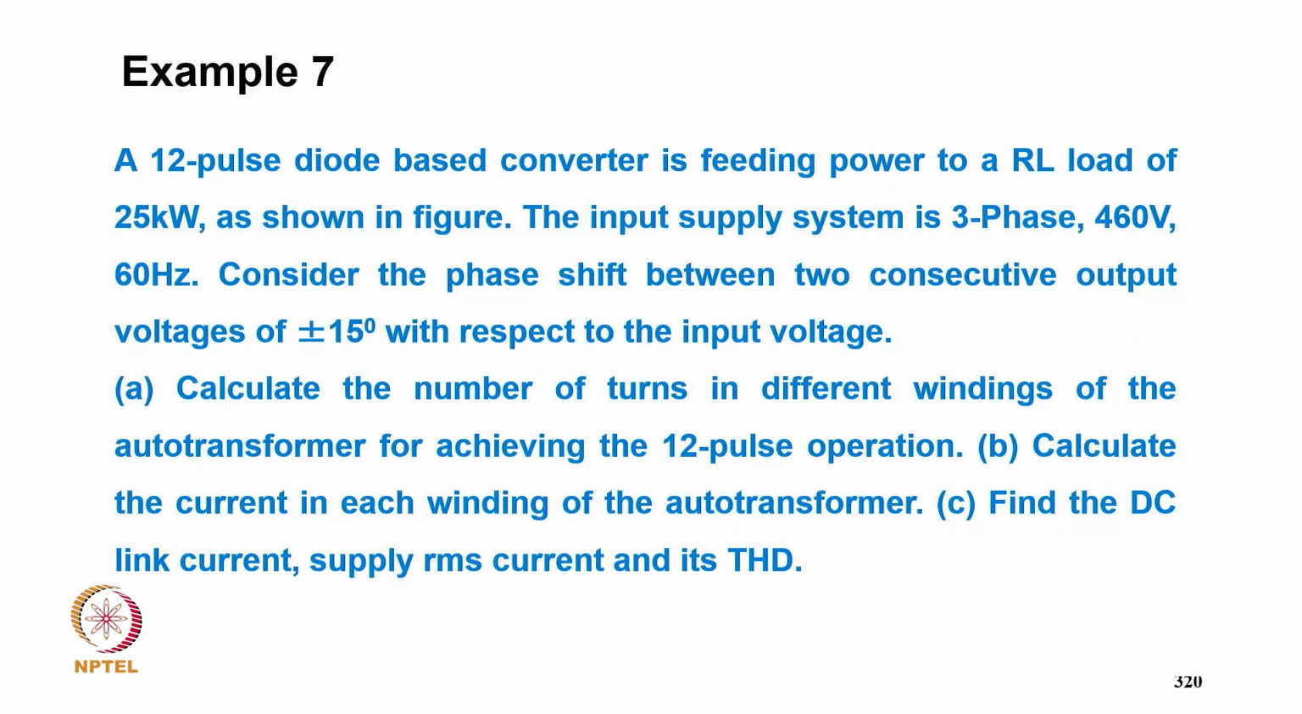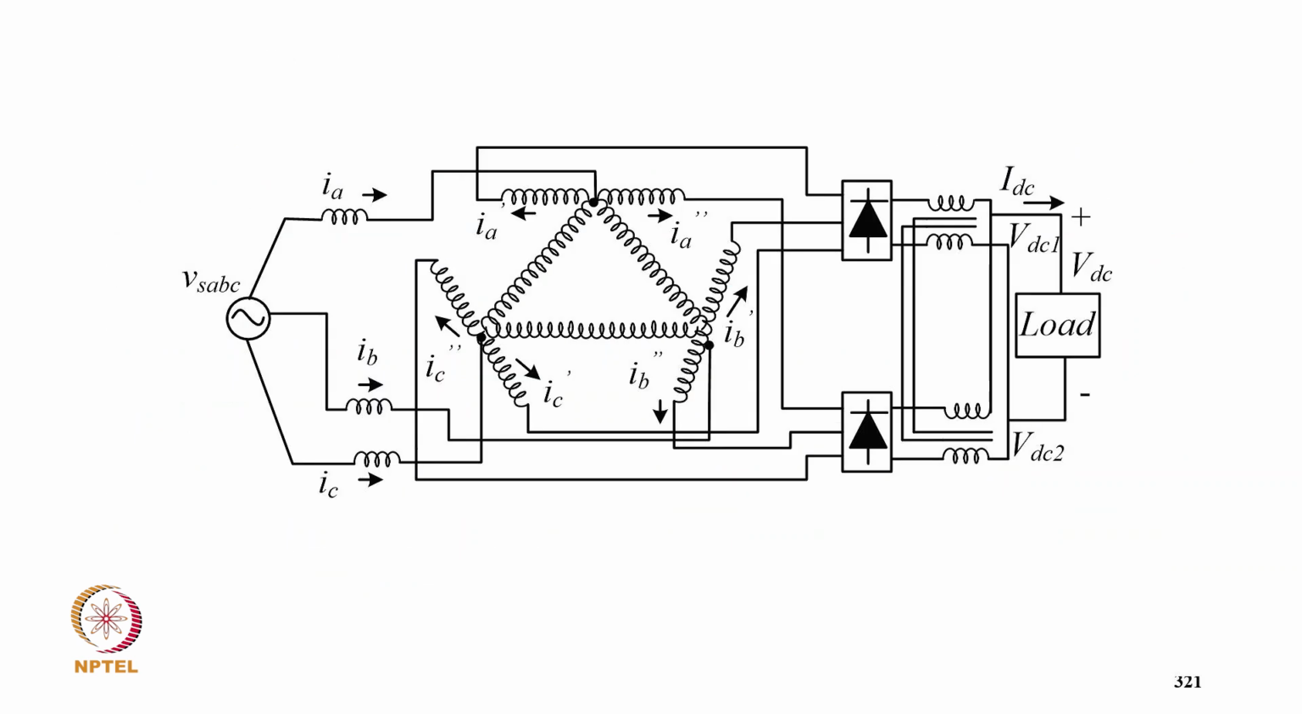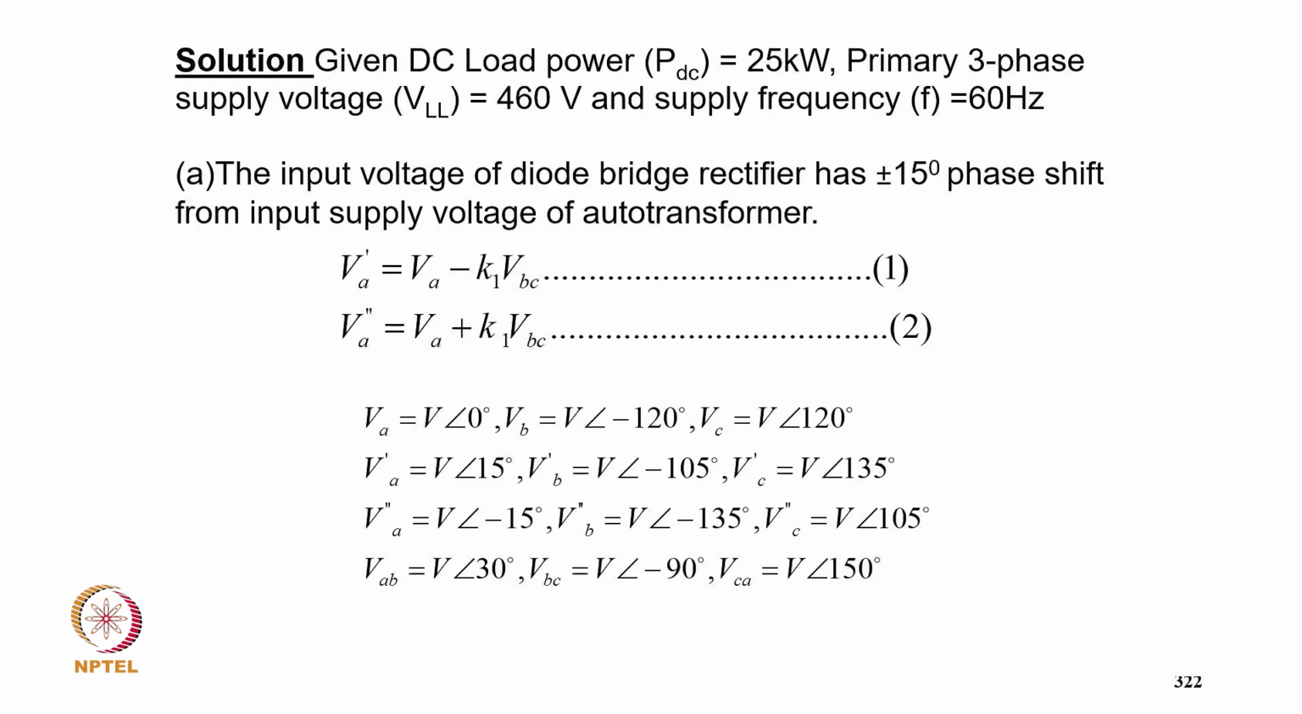Calculate the current in each winding of the output transformer, and the DC link current, supply RMS current, and THD. So this is typically extended delta for 12 pulse, plus minus 15 degree to get the phase shift of 30 degree. And these are typically the solution. Given the DC load power 25 kilowatt, 3-phase supply voltage 460 volt and supply frequency 60 Hz, the input voltage of the diode rectifier has a plus minus 15 degrees phase shift from the input supply voltage.